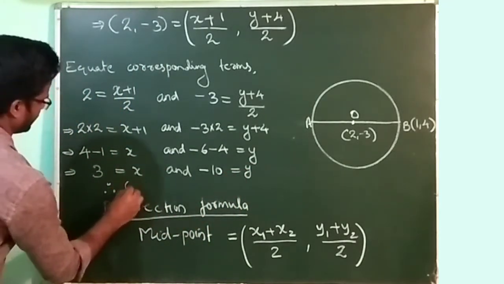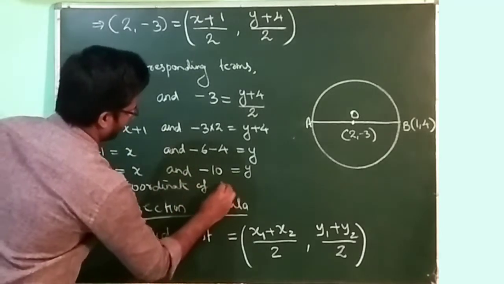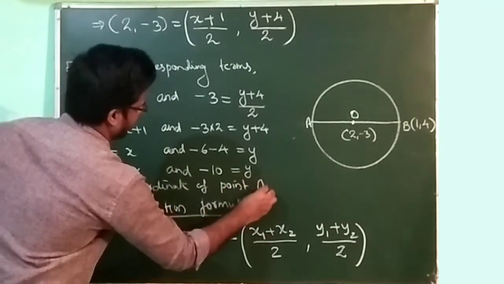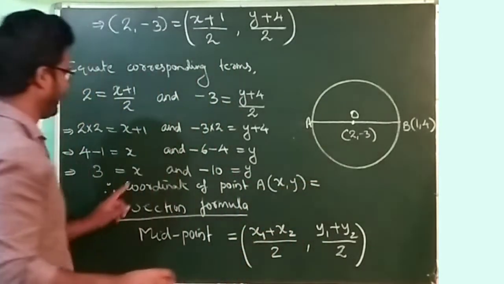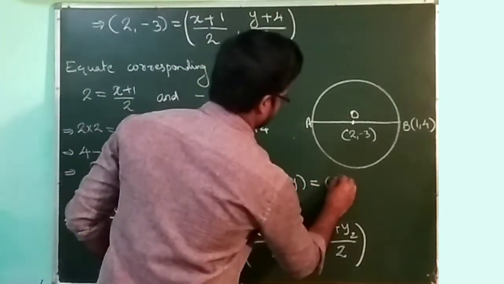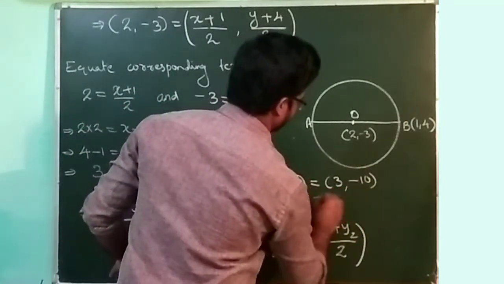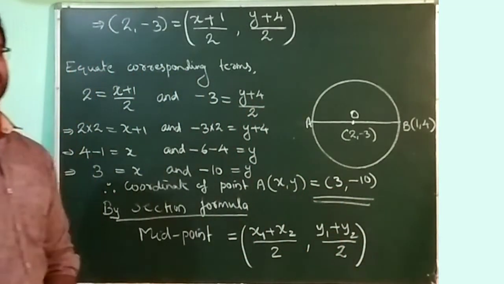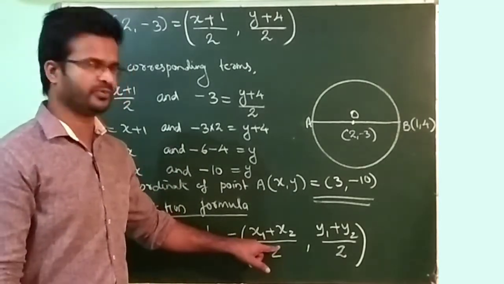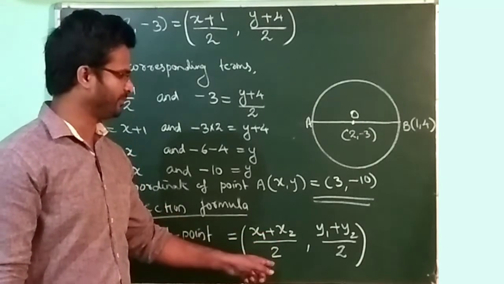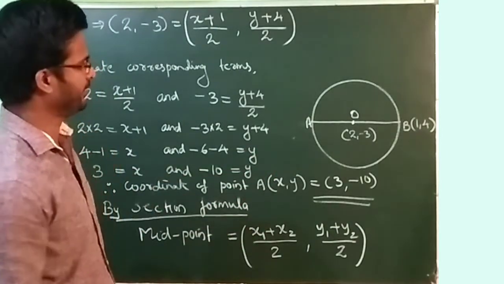Therefore, the coordinate of point A, already we took, that is (x, y) equal to, what is x? x means 3. Then y is -10. This is our required coordinate of point A. Only one thing you have to study, this formula, midpoint: (x1 plus x2) divided by 2, then (y1 plus y2) divided by 2. Then you can find out everything.